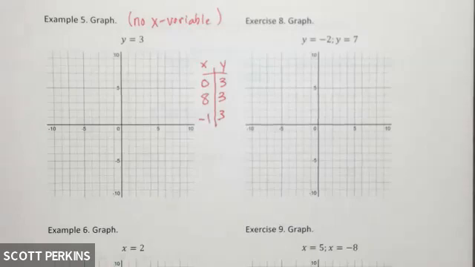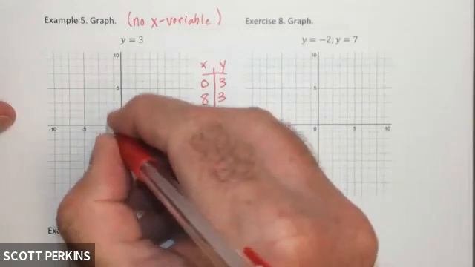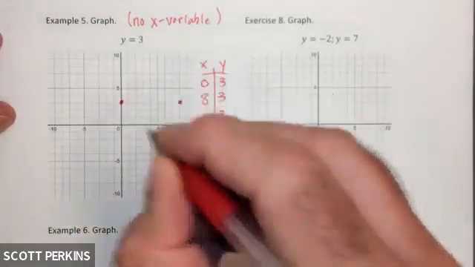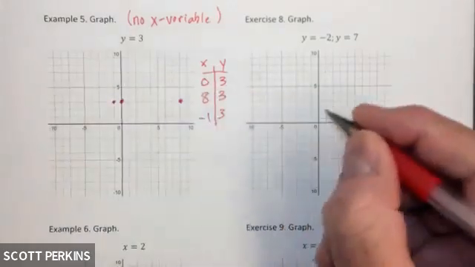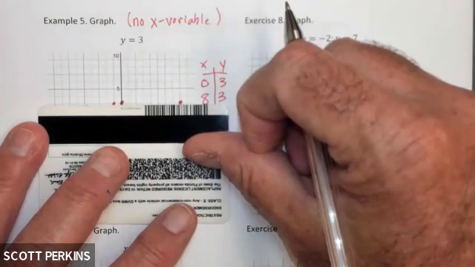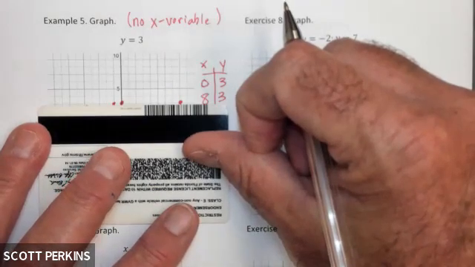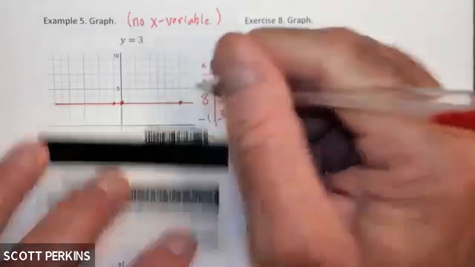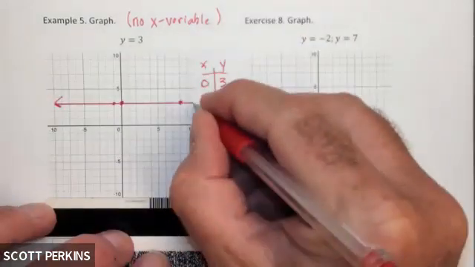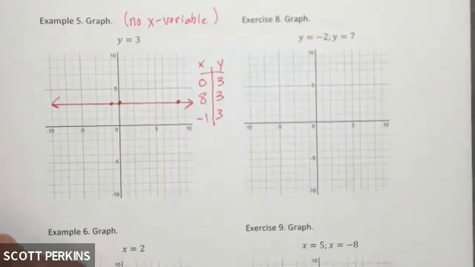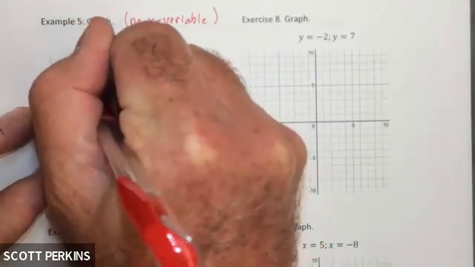Okay. So let's plot those points and see what their relationship is. So I've got 0, 3, that's this point. I've got 5, 6, 7, 8, 3. I've got -1, 3. And when I connect these dots, I know this is a straight line. What kind of straight line is this? Anybody know what this is called? Yes, horizontal like the horizon. Okay, this is a horizontal line.